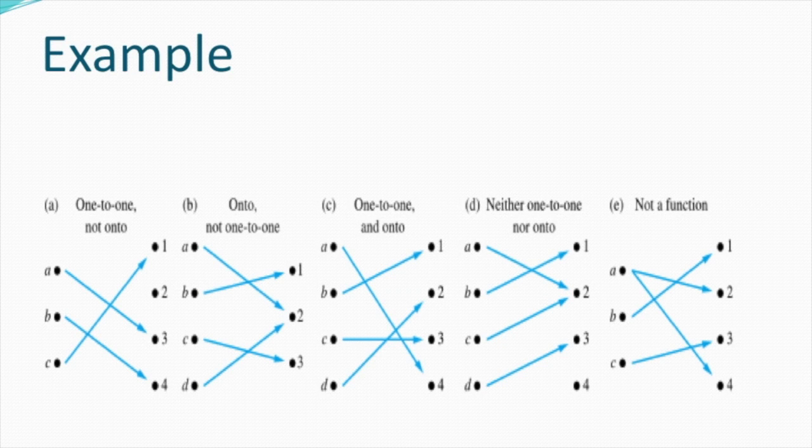Now, take, for example, figure B. In figure B, we have an onto function, but not one-to-one. Why is it an onto? 1 is mapped by B, 2 is mapped by A, 2 is mapped by D, and 3 is mapped by C. Now, why is it not a one-to-one? Because look here, A is mapped to 2, B is mapped to 1, that's fine. Now, C is mapped to 3, but D is mapped to 2. So there are two mappings going to 2, which means it's not a one-to-one correspondence, and this is not a bijection.